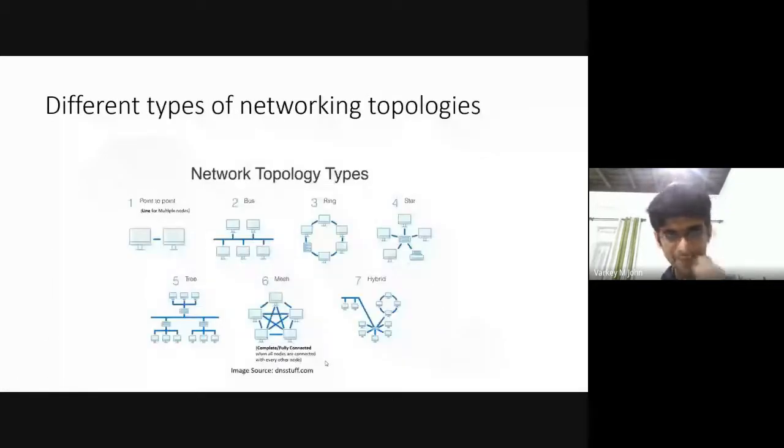Then there are multiple network topologies. You have point-to-point, where you just connect two devices together with a single dedicated line. If you connect more devices in a cascaded manner, you get a line for multiple nodes. Then you have the bus topology, which is what you normally see in offices. Multiple laptops or computers connect to a single bus or channel, a single cable running across. Whatever data you send goes through the cable and then to the other laptops.